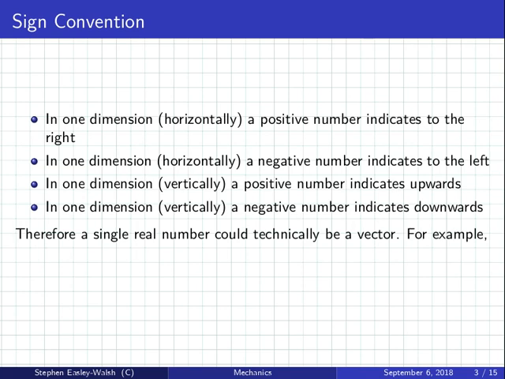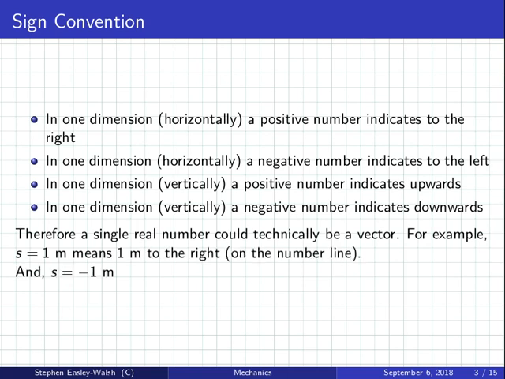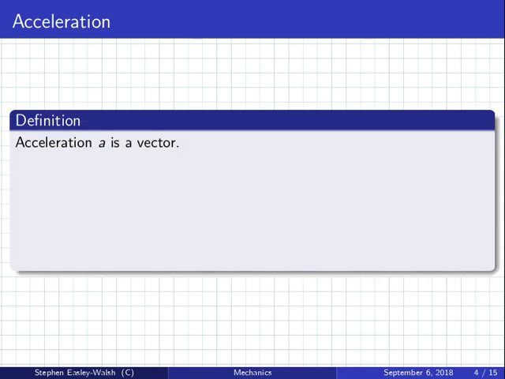So S equals 1 meter. That means 1 meter to the right. And S equals minus 1 meter, 1 meter to the left. I think that's okay, isn't it? It's all right. Okay, so now our first definition, acceleration.